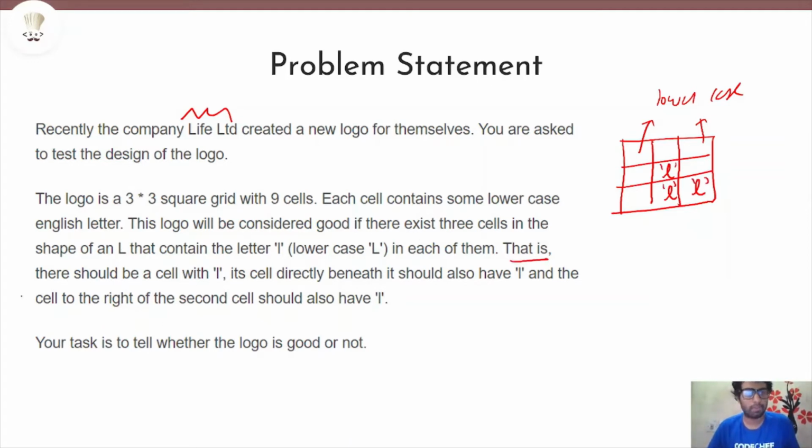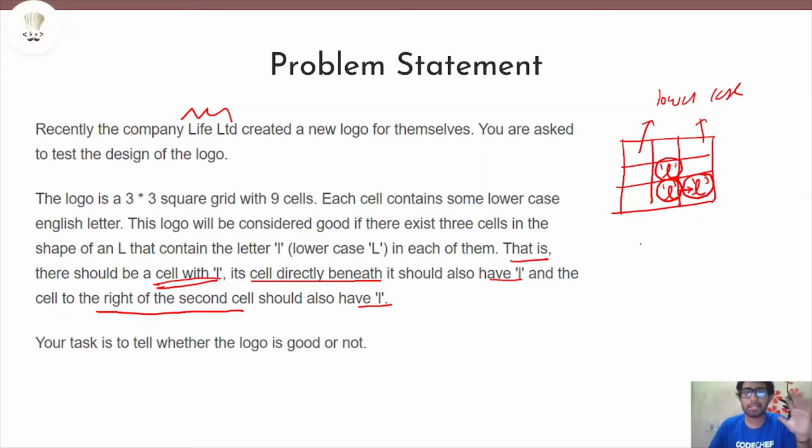That is, if there is a cell that contains a lowercase l here, for example, then the cell directly beneath it should also have an L. So far so good. And the cell to the right of the second cell should also have an L. So this cell is to the right of this cell and this also contains an L. Hence this is a valid logo.